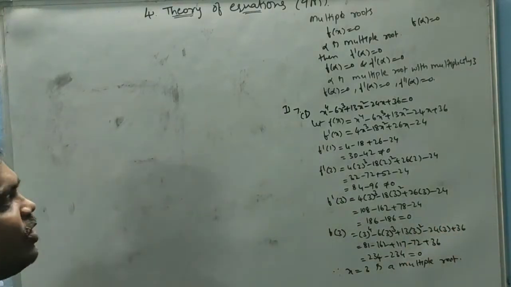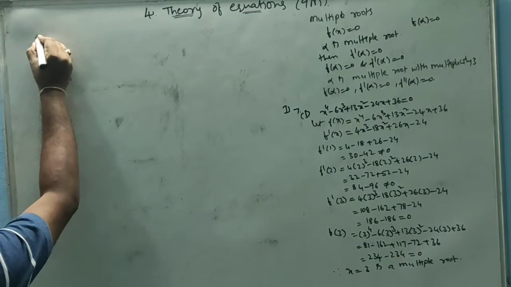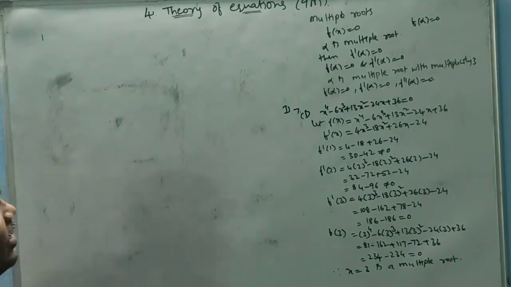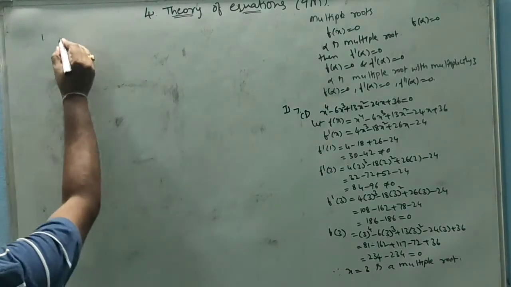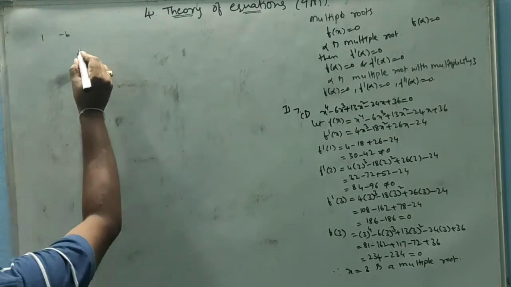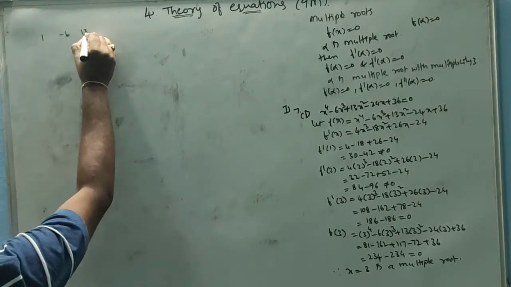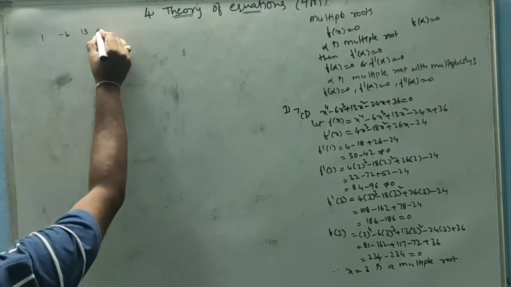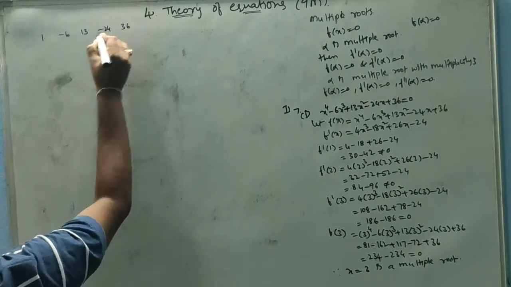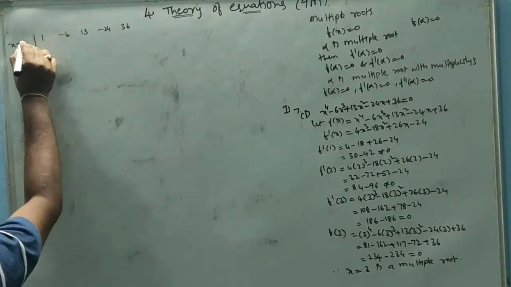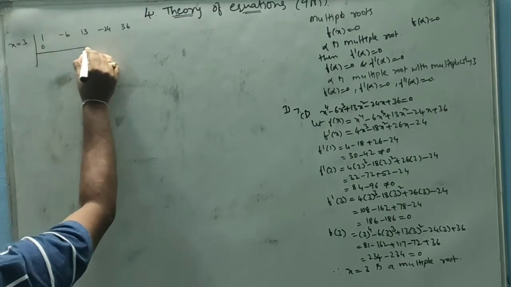Now I want to take the quotients. I want to apply the synthetic division method. 1, minus 6, 13, minus 24, 36. X equal to 3. Initially we should take 0.